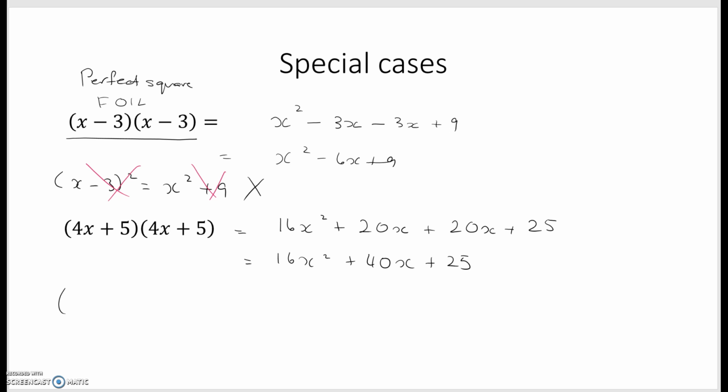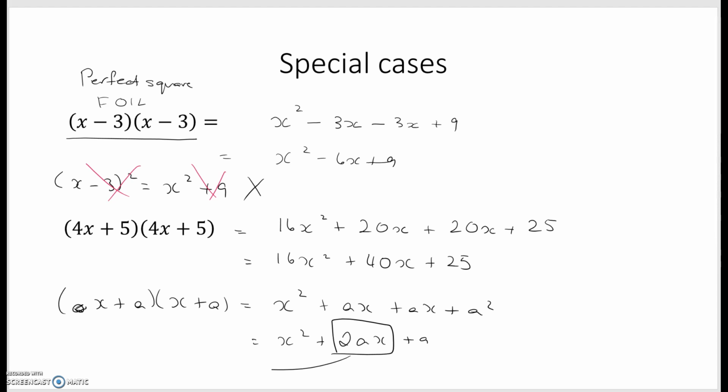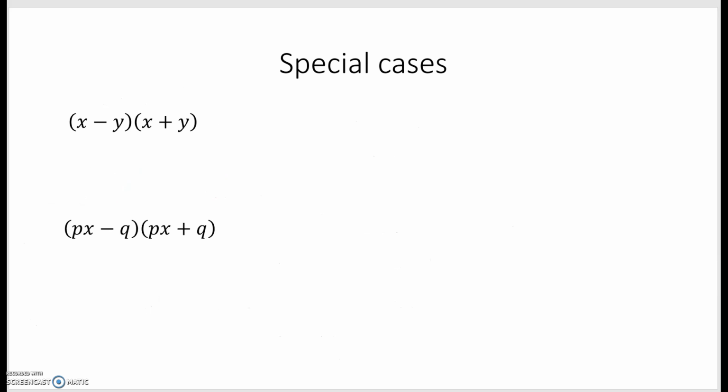So if you've just got x plus a times x plus a, then it's going to be x squared plus ax plus ax plus a squared, which is x squared plus 2ax plus a squared. And it's this term that you're leaving out if you do it the wrong way. So the 2ax is the term that's commonly left out when you do it incorrectly.